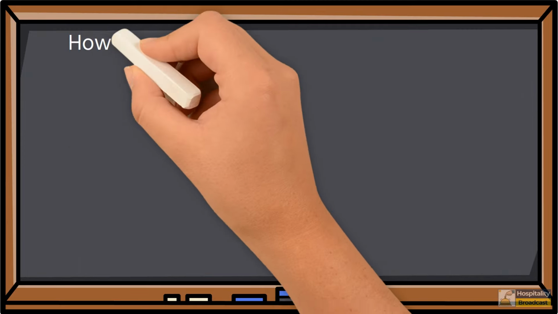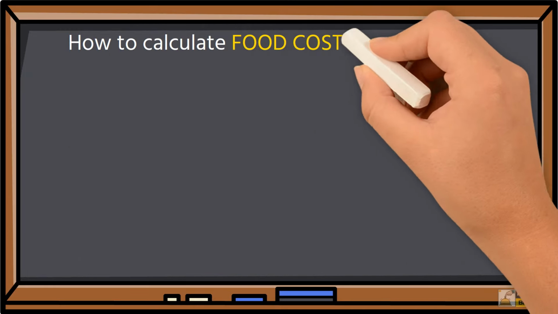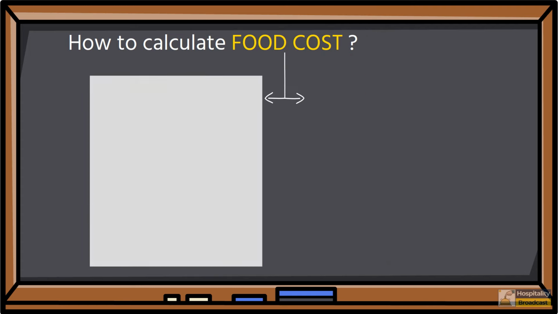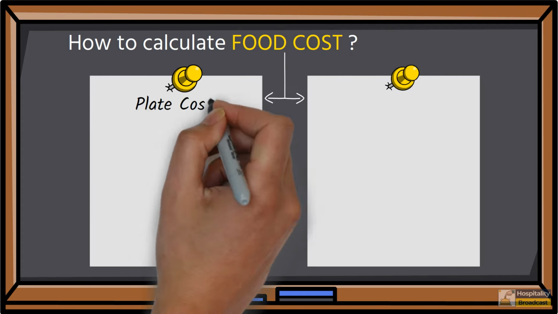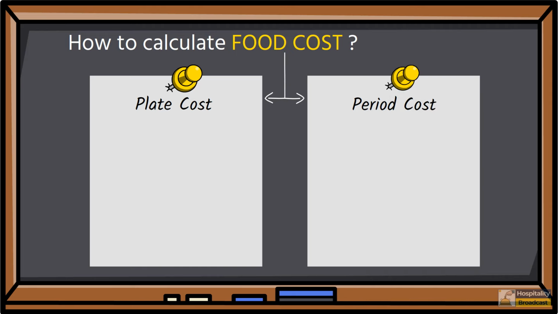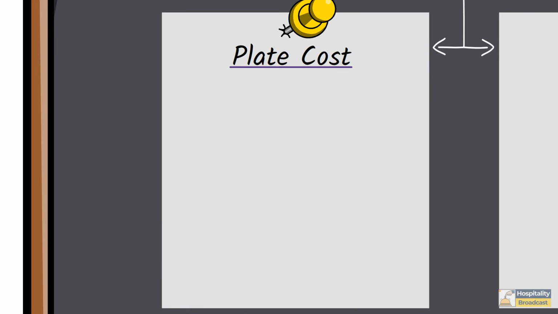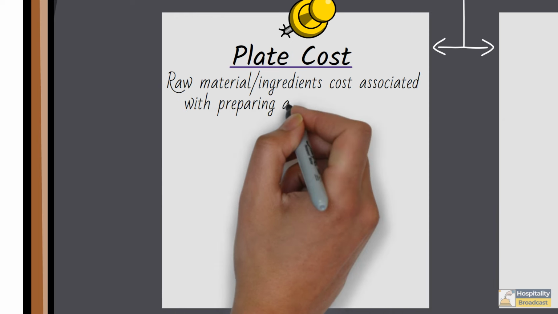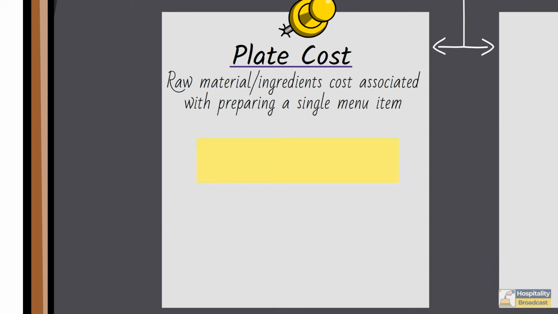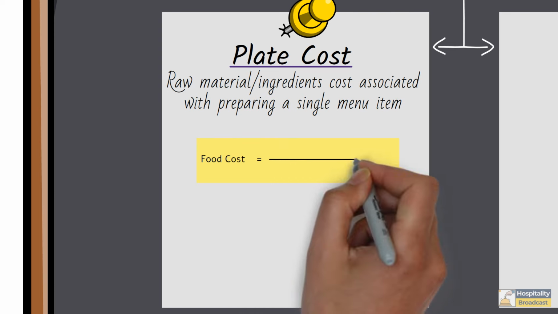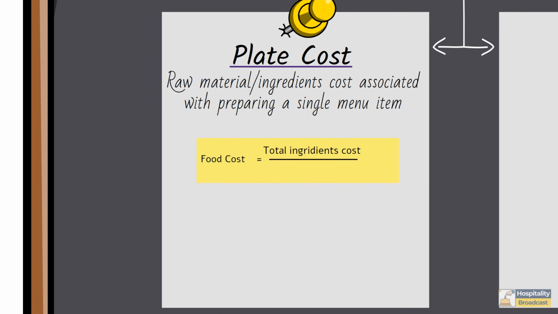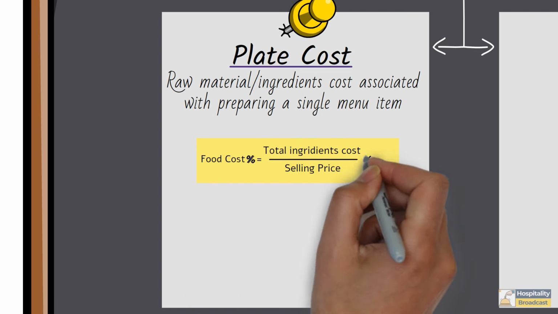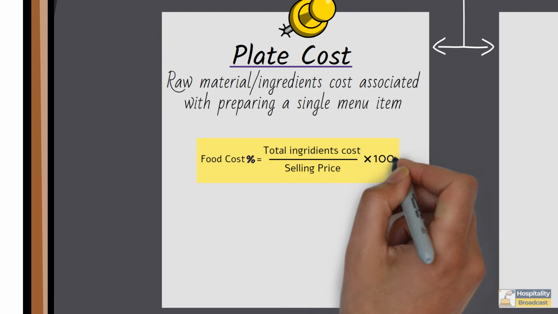Now let's check how we can calculate food cost. There are two types of food cost: plate cost and period cost. Plate cost, also known as food item cost, refers to the raw material cost associated with preparing a single menu item. It is calculated by dividing the total cost of preparing the item by its selling price. To express this in percentage, multiply the result by 100.